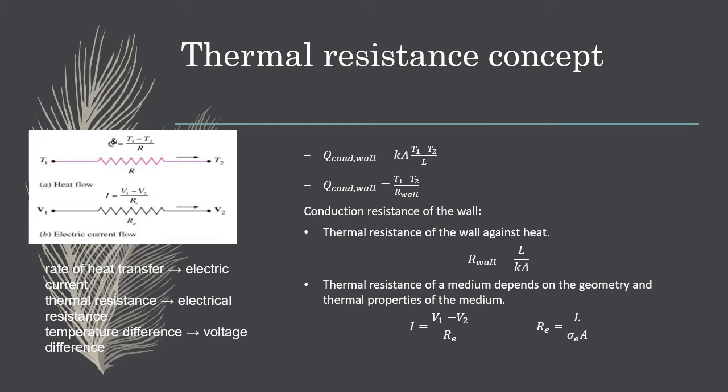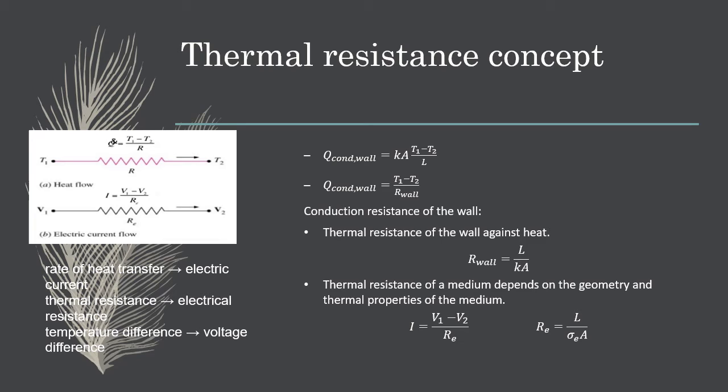Thermal resistance concept. Now let's see the thermal resistance concept. Here the thermal resistance concept is thermal conduction through a wall. Here the diagram represents the zigzag portion, that is, this is the wall which we can say is in the form of resistance. This is representing heat flow, and the picture below this represents the electric current flow, which is actually resistance and all.